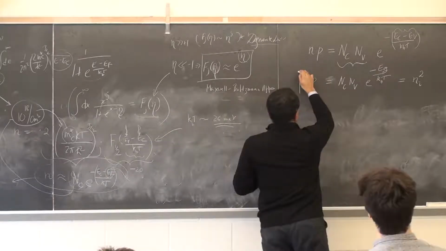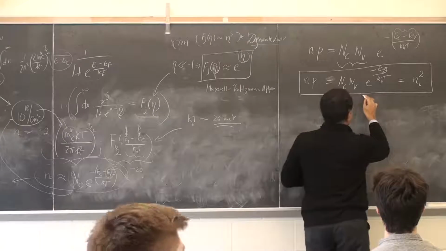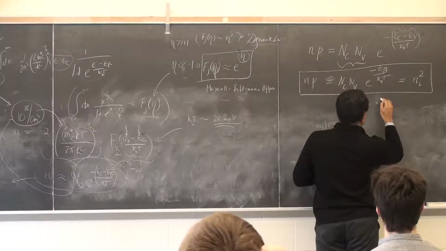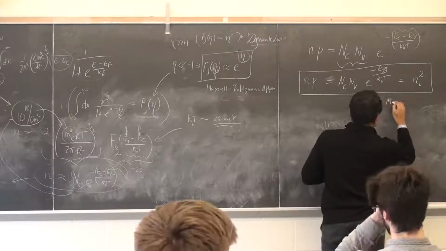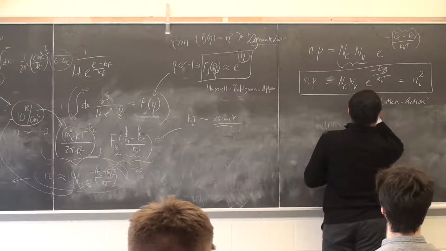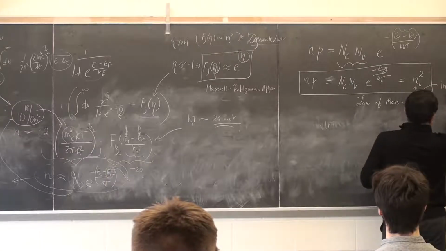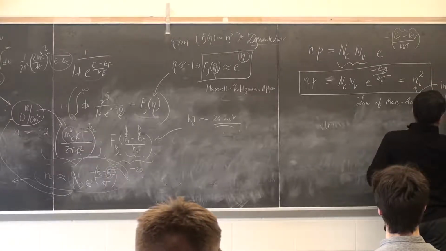What do you call it? Law of mass action. Maybe this is an old name. People don't call it anymore. So mass action. And then N sub I is what then? Yeah, N sub I is the intrinsic carrier concentration.